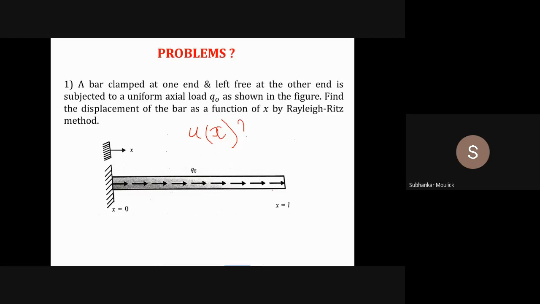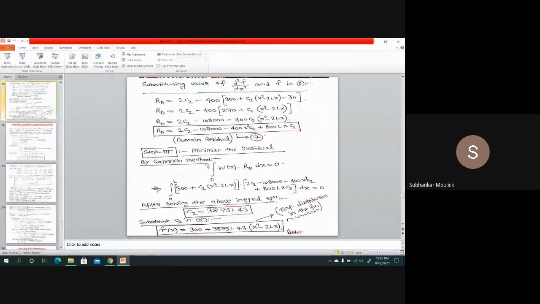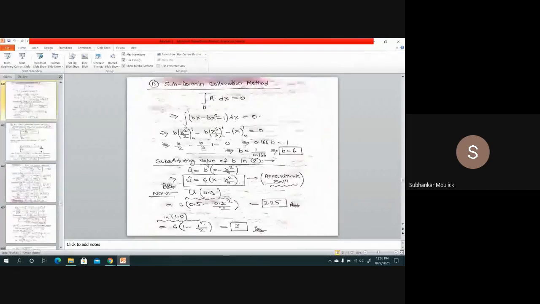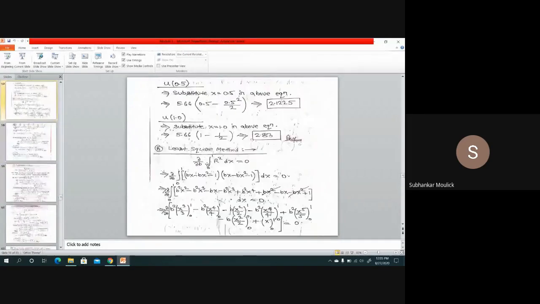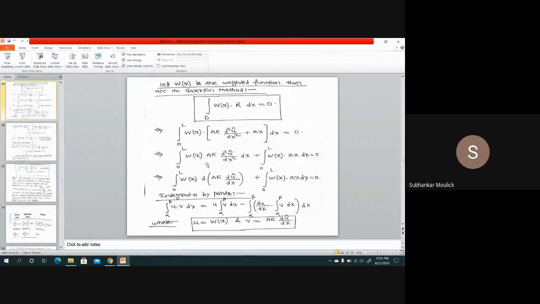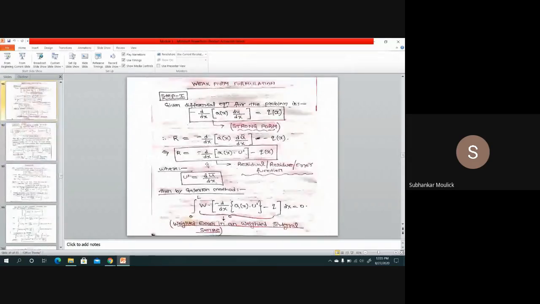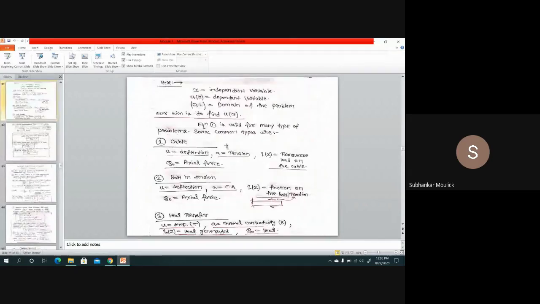I haven't given you anything. Now you have to assume. How will you assume the governing differential equation of the problem? If you remember my lecture 3 or 4 lectures back, I gave you one table, this particular table.